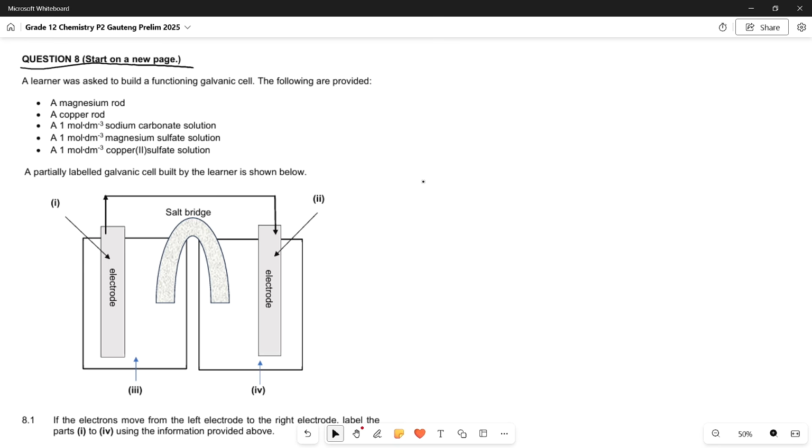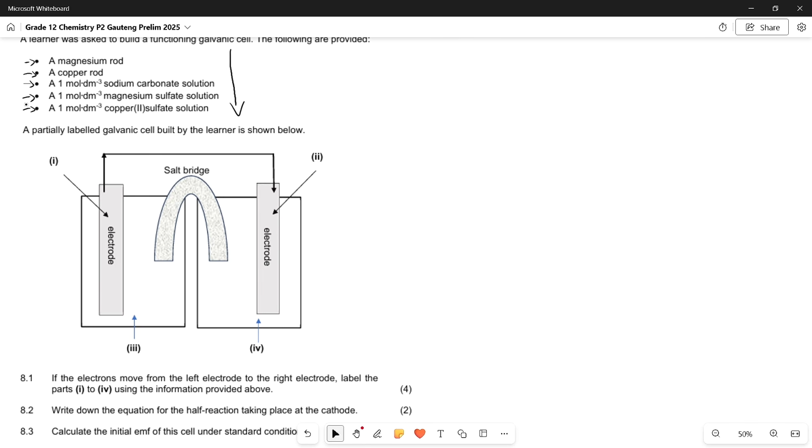Question 8, where we're going to work through galvanic cells. It says a learner was asked to build a functioning galvanic cell. The following are provided: a magnesium rod, a copper rod, a 1 mol.dm⁻³ sodium carbonate solution, a 1 mol.dm⁻³ magnesium sulfate solution, and a 1 mol.dm⁻³ copper(II) sulfate solution. So we're going to have to build this. They've given us the components, all of them with a standard concentration of 1 mol.dm⁻³.